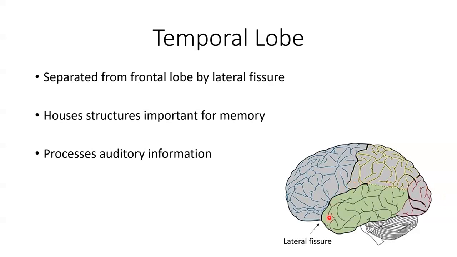Lastly, we have our temporal lobes, so that's this section here in green. We have one temporal lobe on each side of the brain, just above the ears. The temporal lobes are separated from our frontal lobe by that lateral fissure, so it's a bit of a deeper groove. The temporal lobes house structures that are important for long-term memory, one of which is the hippocampus. The temporal lobes also process auditory information in the primary auditory cortex as well as association areas. So this allows us to hear sounds, but then also recognise or understand what those sounds mean.